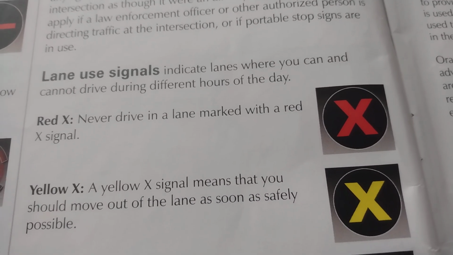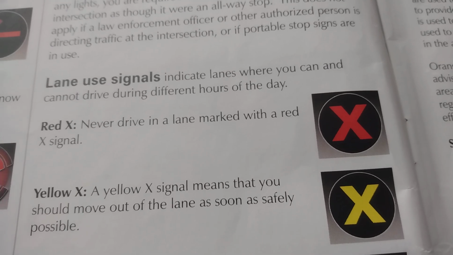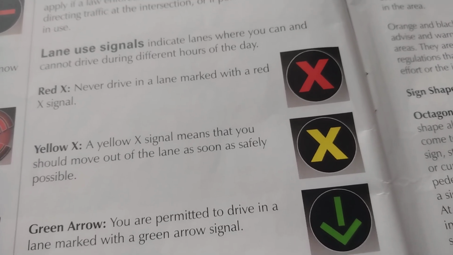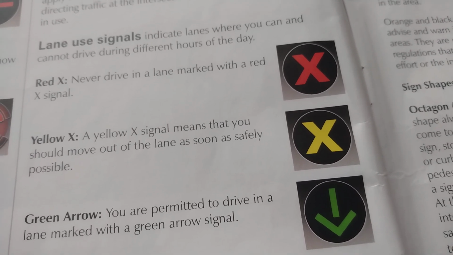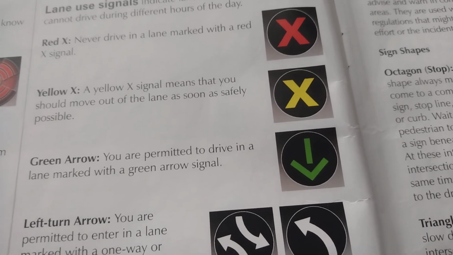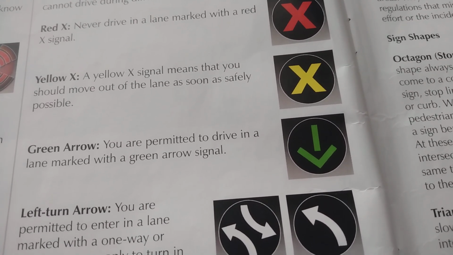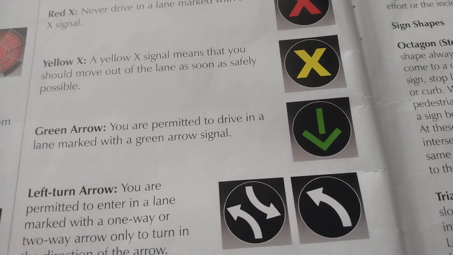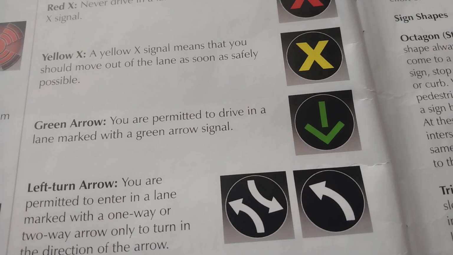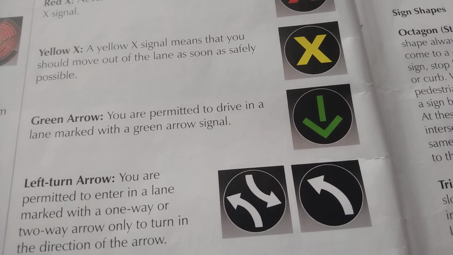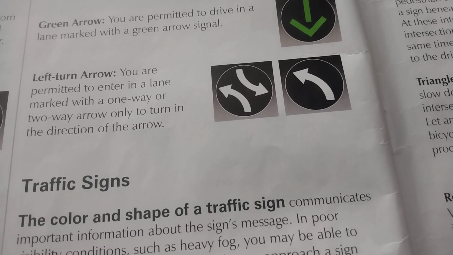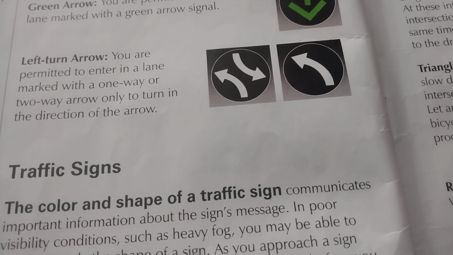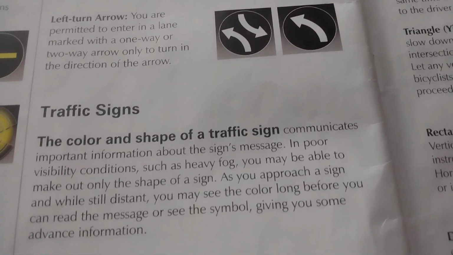Lane use signals indicate lanes where you can and cannot drive during different hours of the day. Red X. Never drive in a lane marked with a red X signal. Yellow X. A yellow X signal means that you should move out of the lane as soon as safely possible. Green arrow. You are permitted to drive in a lane marked with a green arrow signal. Left turn arrow. You are permitted to enter a lane marked with a one-way or two-way arrow only to turn in the direction of the arrow.